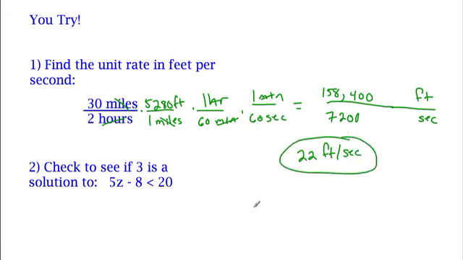All right, so now we want to check to see if 3 is a solution. So 5 times z, so I'm going to plug in a 3. So 5 times 3 minus 8, is that less than 20? 5 times 3 is 15. Is 15 minus 8 less than 20? 7 is less than 20. So yes, it is a solution. So there you have it.